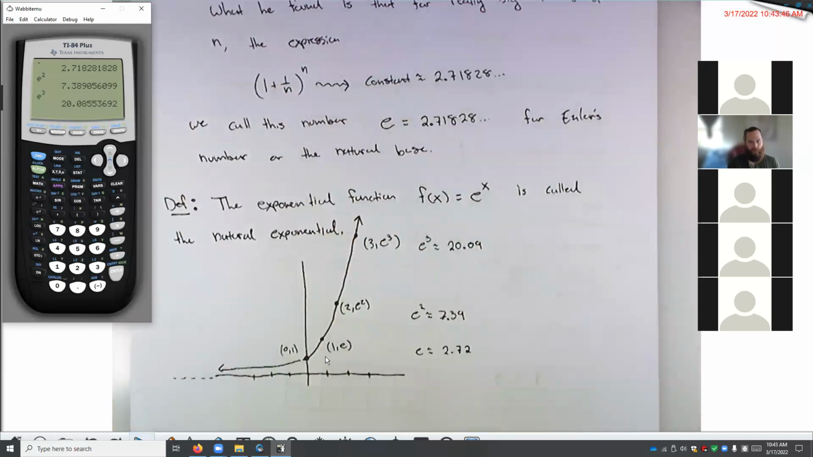Every time we go up by one, we're multiplying by E. So this is at like height 2.7. This is at height like 7.4. This is at height like 20.1, right? Getting quite tall, quite fast.